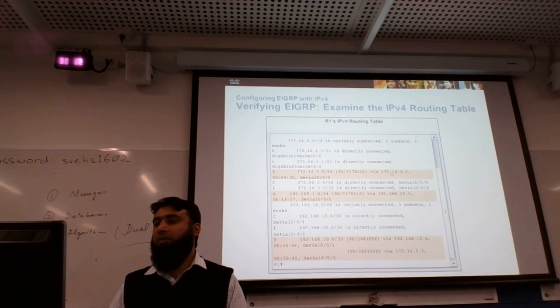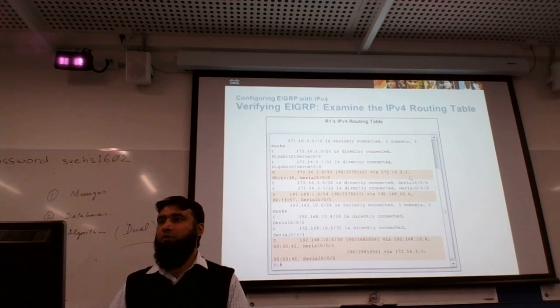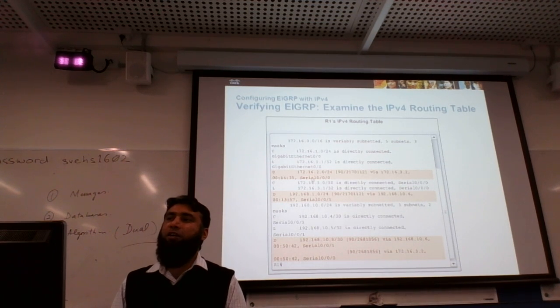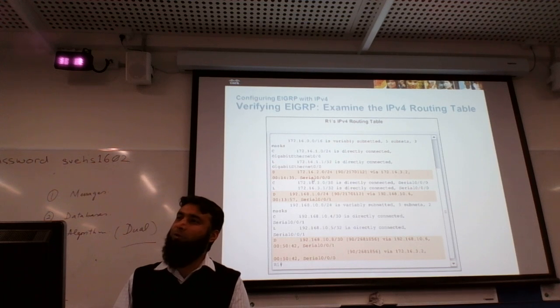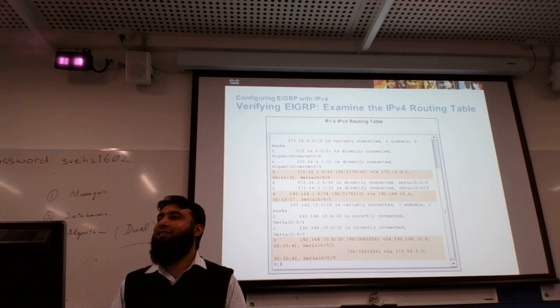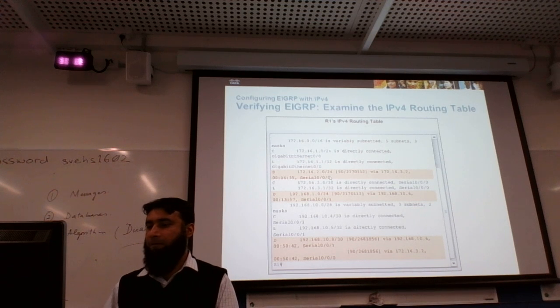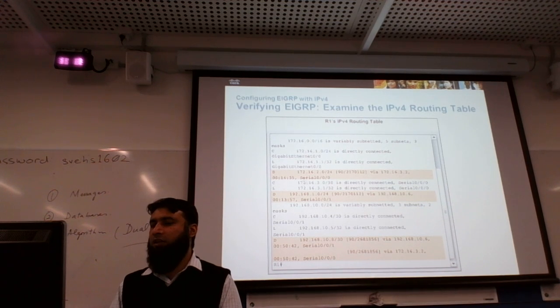This is your next hop IP address, 172.16.3.2, to get to that network. And then serial 0/0 is the local interface of the router, which will be used by this router to send the packet towards that destination network of 172.16.2.0/24. So all those routes which are learned through EIGRP are mentioned in the routing table with this D, D, D.